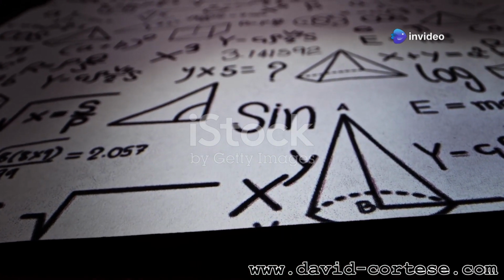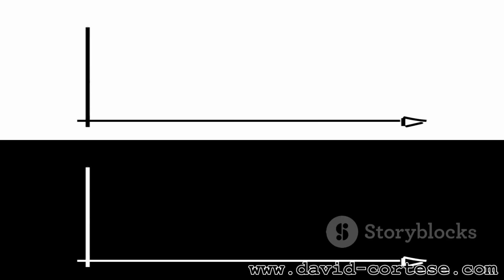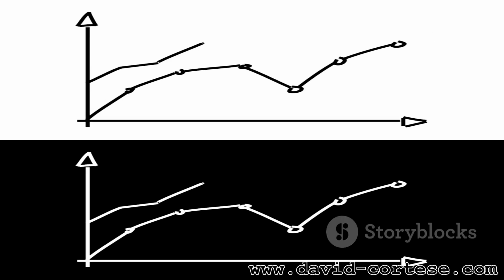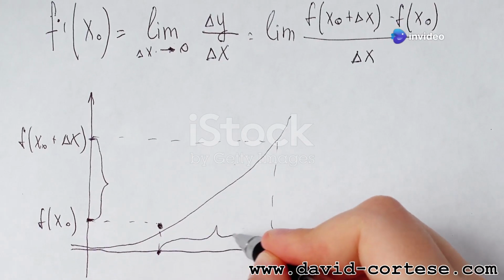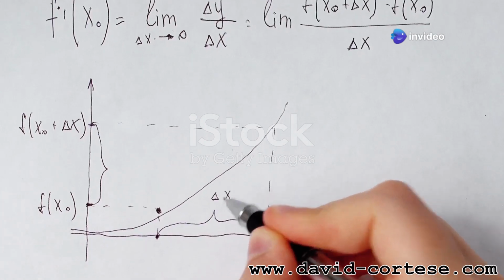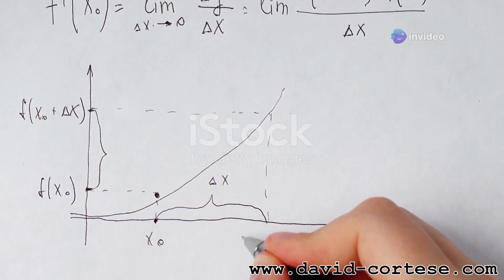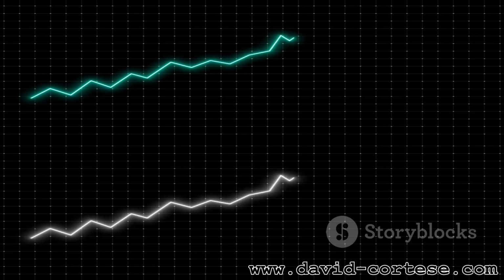Let's delve a bit deeper into the world of derivatives. When we talk about the derivative of a function, we're essentially talking about its slope at a particular point. Picture a graph of a function. The derivative at any point on that graph represents the steepness of the curve at that exact location. A steeper curve indicates a larger derivative, implying a faster rate of change.